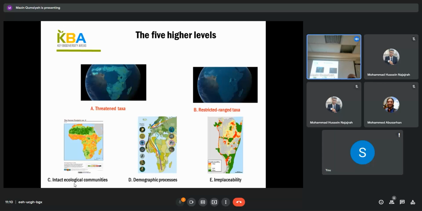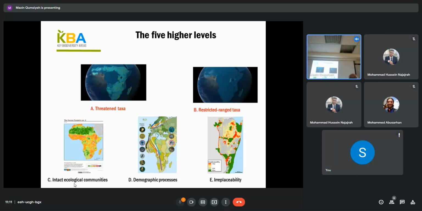And after that we have a level linked with demographic processes. It's usually used for KBAs for birds or for mammals, so moving animals. It's useless for plants. And the last one is irreplaceability. It's a question of uniqueness.